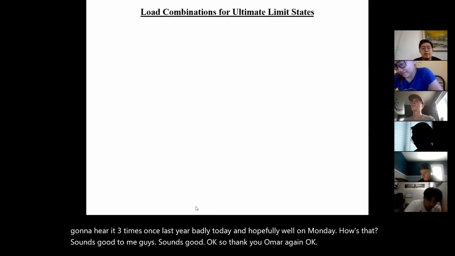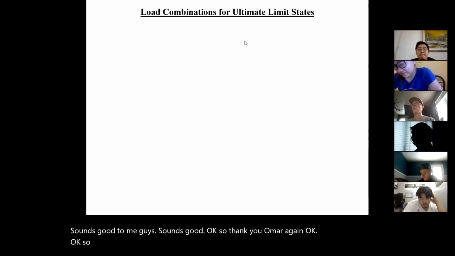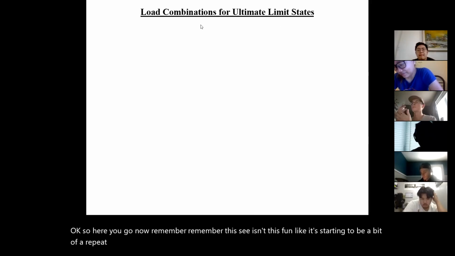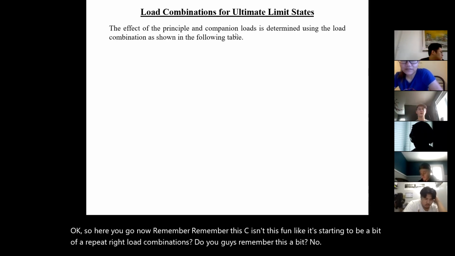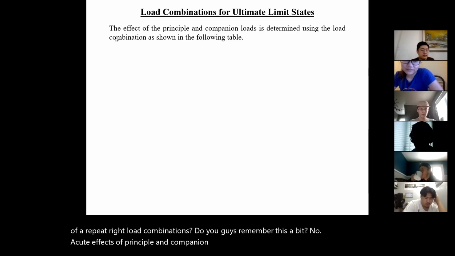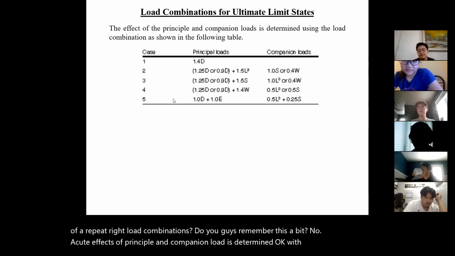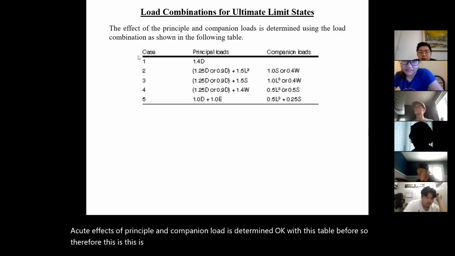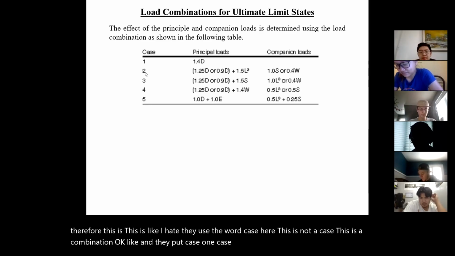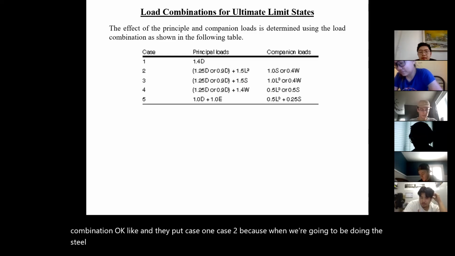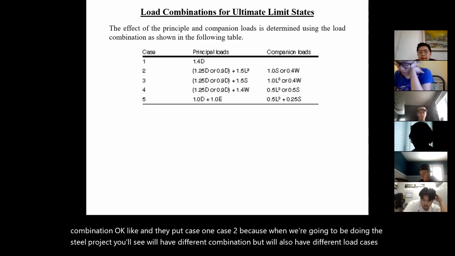Okay, so here you go. Now, remember this. Isn't this fun? It's starting to be a bit of a repeat, right? Load combinations. Do you guys remember this a bit? Okay, the effects of principal and companion loads is determined with this table. I hate that they use the word case here. This is not a case, this is a combination. They put case 1, case 2, but when we do the steel project, we'll have different combinations, but we'll also have different load cases. So I find the wording here really bad.